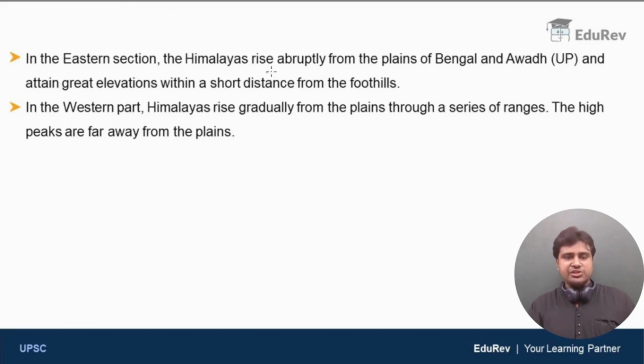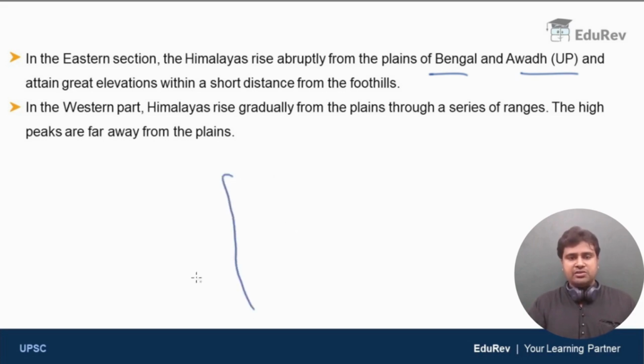Now in the eastern section, the Himalayas rise abruptly from the plains of Bengal and Awadh in Uttar Pradesh, and they attain great elevations within short distance from the foothills. But when you come to the western part, Himalayas rise gradually from the plains through a series of ranges. The high peaks are far away from the plains. So let me just explain this with the help of a rough diagram.